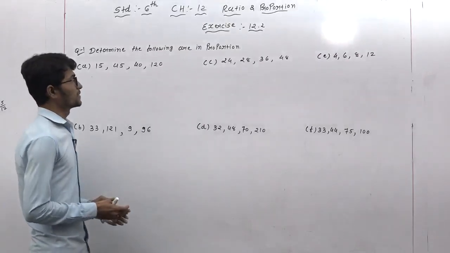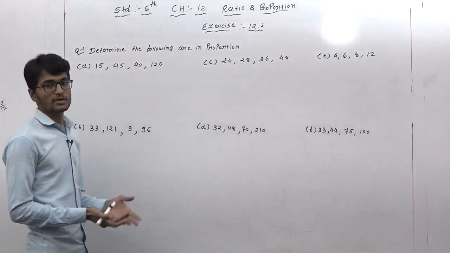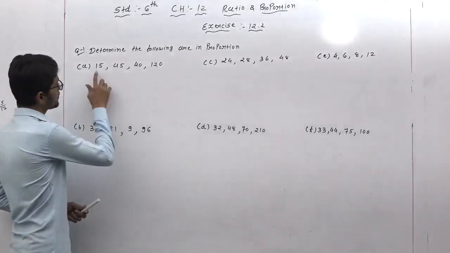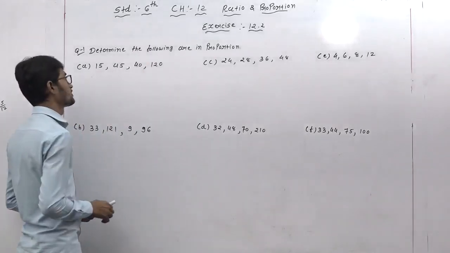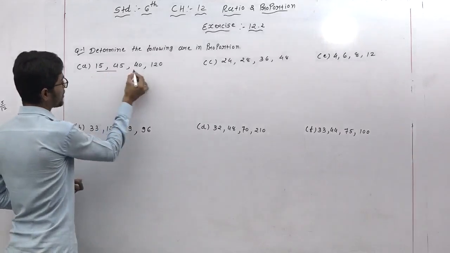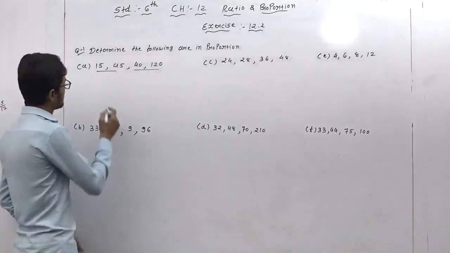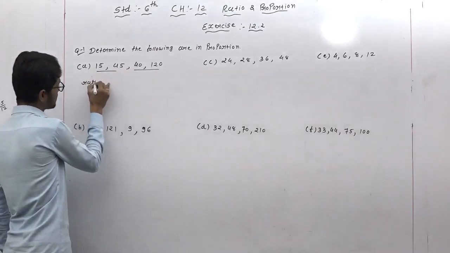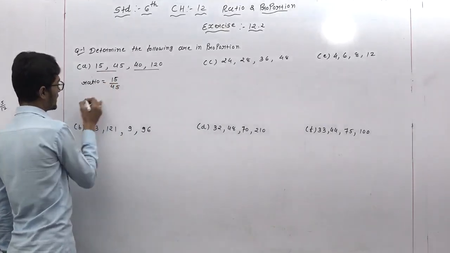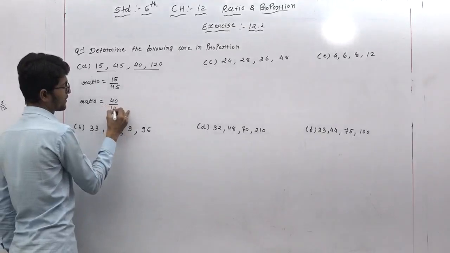If numbers are in proportion, it means the ratios are the same; otherwise, not in proportion. So here 15, 45, 40, 120. Let's check the pair of the first two and the pair of the second two to find the ratio. The first two ratio is 15 by 45 and the second two ratio is 40 by 120.